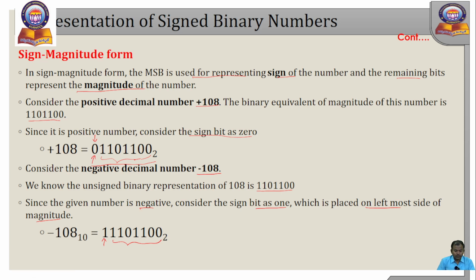magnitude. So in the case of 108, if I am representing it in the sign magnitude form, it requires a total of 8 bits. For unsigned 108, it requires only 7 bits. That one extra bit is because the sign bit is added along with the magnitude. That's why signed binary numbers require more bits compared with unsigned binary numbers.